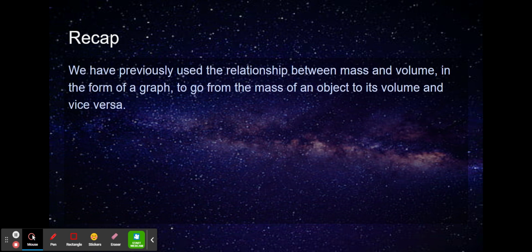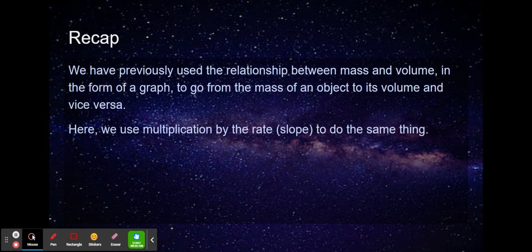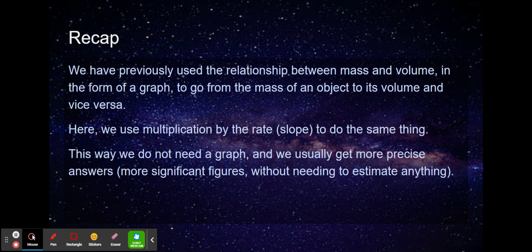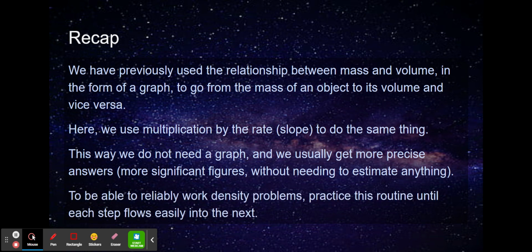Okay, quick review. We have previously used the relationship between mass and volume in the form of a graph to go from the mass of an object to its volume and vice versa. Here, we use multiplication by the rate, which is the slope, to do the same thing. This way, we do not need a graph, and we usually get more precise answers, more significant figures without needing to estimate anything. To be able to reliably work density problems, practice this routine until each step flows easily into the next.